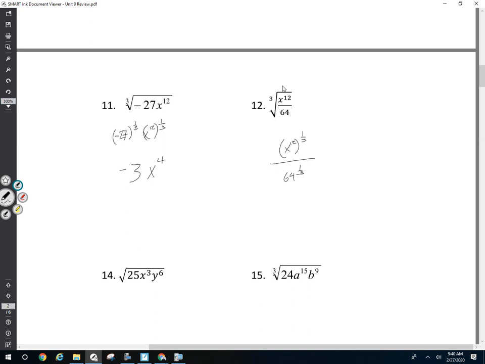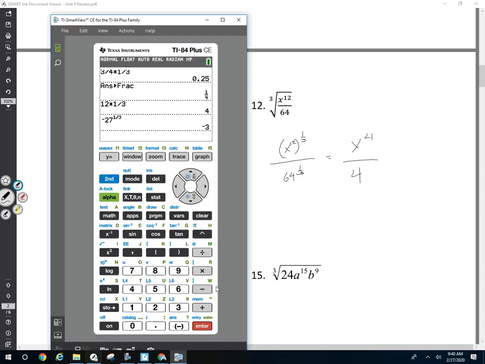So that's what I'm doing here. I'm distributing the power to everything. 12 times 1/3 is 4. Cube root of 64 is 4. You can type that into your calculator as well. 64 to the 1/3. 4.